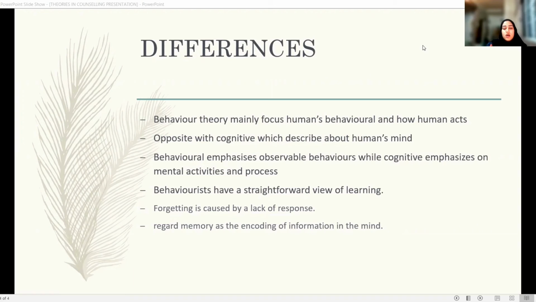Behaviorists have a straightforward view of learning. For behaviorists, forgetting is caused by a lack of response. As a result, a teacher should go over material with students on a regular basis to keep the connection that they have made. And cognitive theory regards memory as the encoding of information in the mind. According to this definition, forgetting is the inability to retrieve a memory.